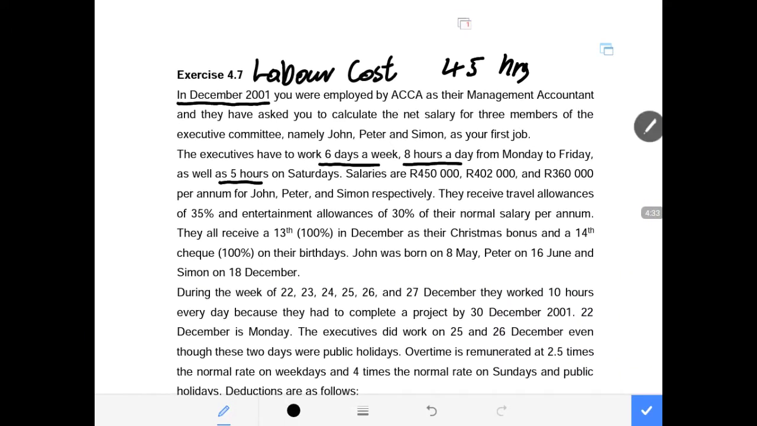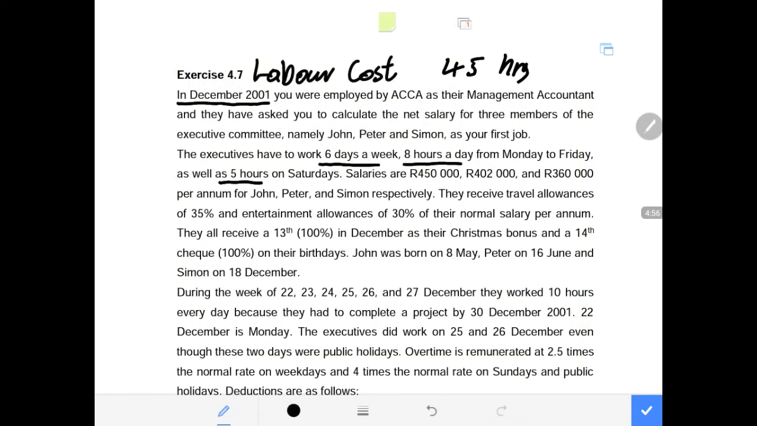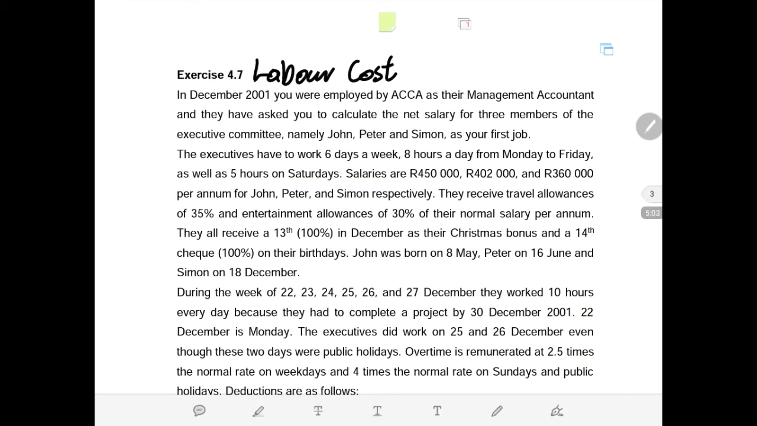Now these are their normal hours, which is 45 hours. I just want to take this page, which is the action note, so that I can draw my normal hours here for all employees. Normal hours are 45 hours. That means in a week, these employees are expected to work 45 hours. And I want to highlight the fact that normal hours, or the normal salary, is where the pension fund will be calculated from, together with the UIF and the retirement annuity fund.